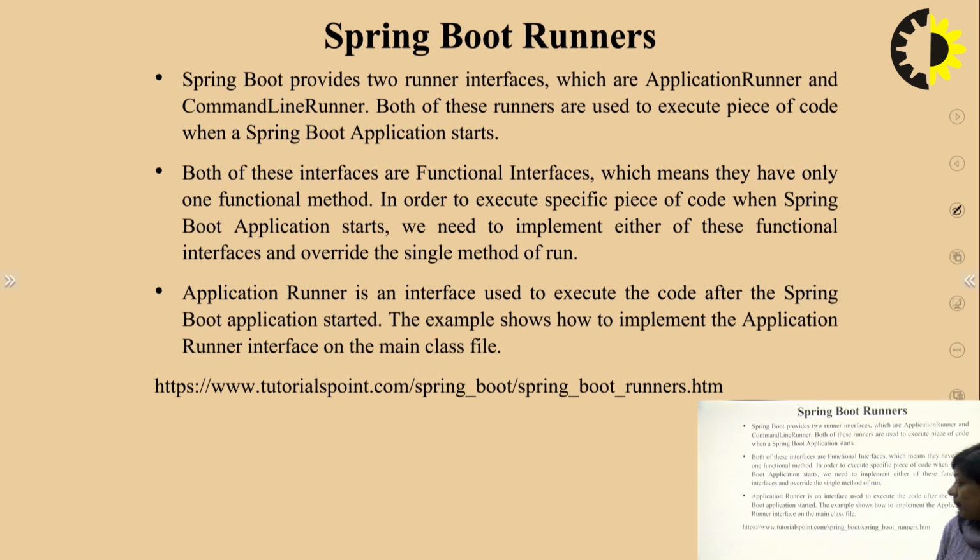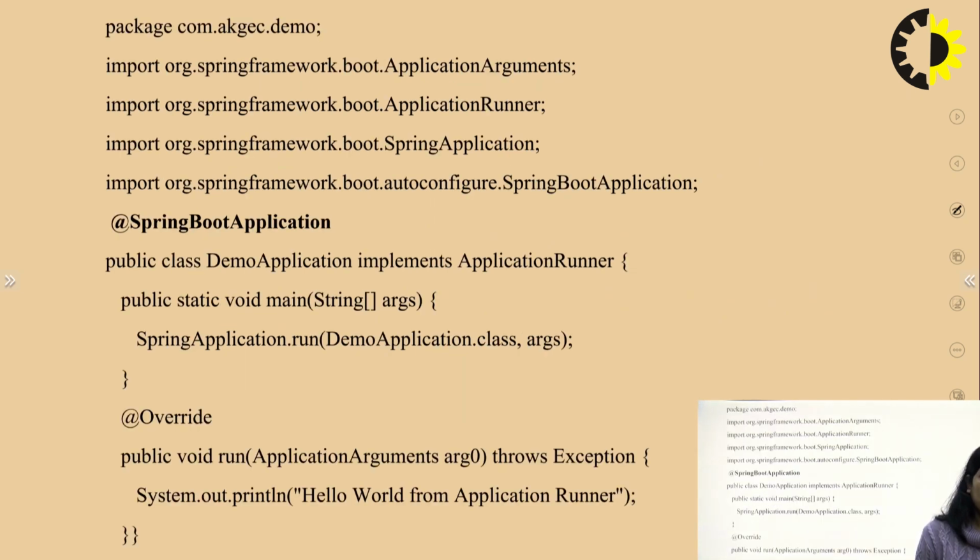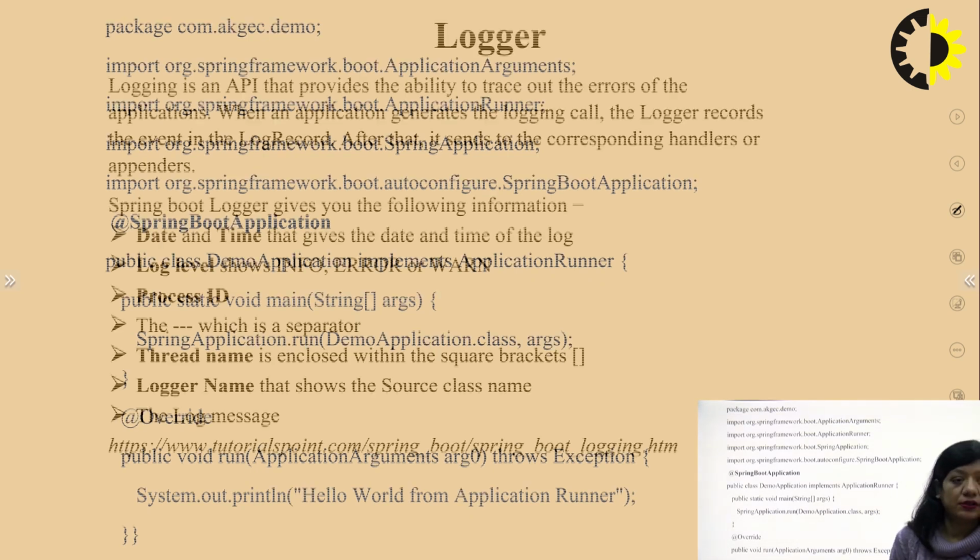Basically, application runner is an interface used to execute code after the Spring Boot application has started. We can understand this Spring Boot runner through the implementation of the application runner interface on the main class file. This is the syntax by which we can implement a Spring Boot runner in our application. First of all, we have to build this library, and then we run the Spring Boot application, and by this we can override the Spring Boot application runner.